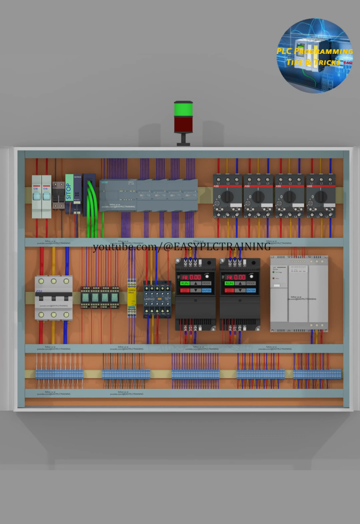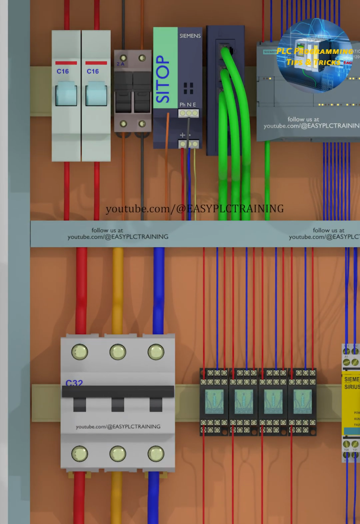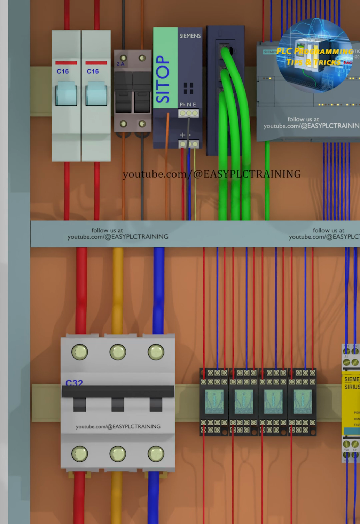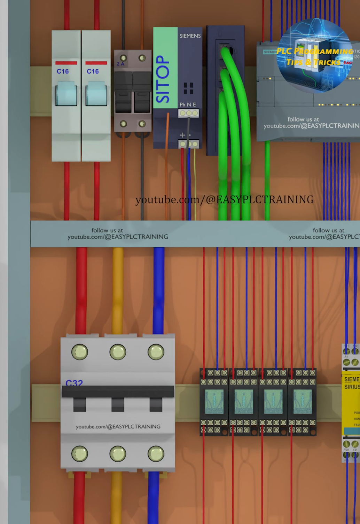The first thing you'll notice inside a PLC panel is the power section. This typically includes an MCB or MCCB, a main isolator, and fuses. Their job is simple: protect the electronics from overload and short circuits.